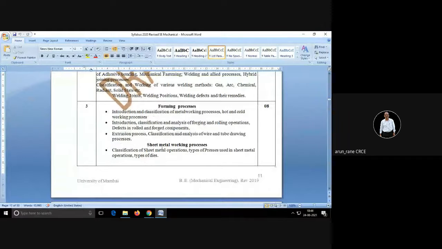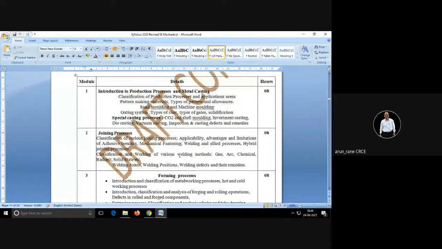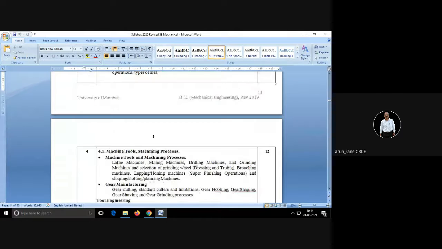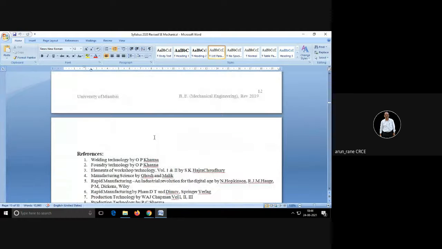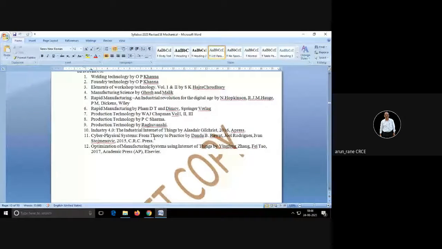Rest is minimum one book, 8. Forming minimum one book, 9. Joining, welding, and this minimum one book, 10. So like that castings. So dozens of books you will have to refer if you want to really understand and study properly. And this is a core subject from mechanical engineering point of view.